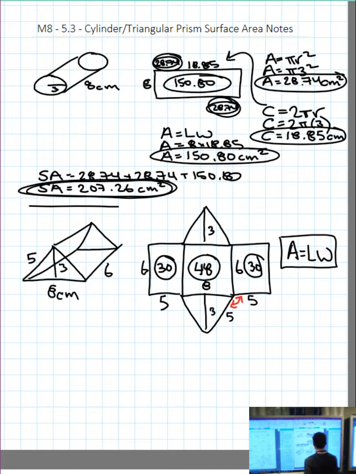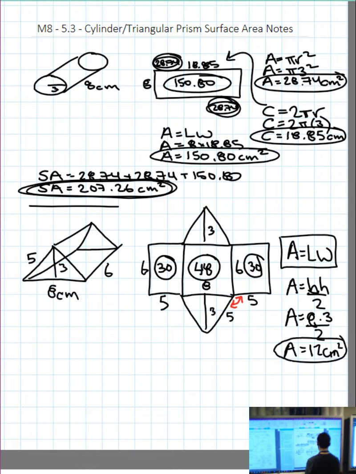Then we have the area of a triangle. A equals base times height divided by 2, substituting into that formula. The base of our triangle is 8. The height of our triangle is 3, divided by 2. 24 divided by 2 is 12. We have centimeters, we're area, so squared. And then we can put 12 in the diagrams. Notice we don't have much space, but 12, and circle them.